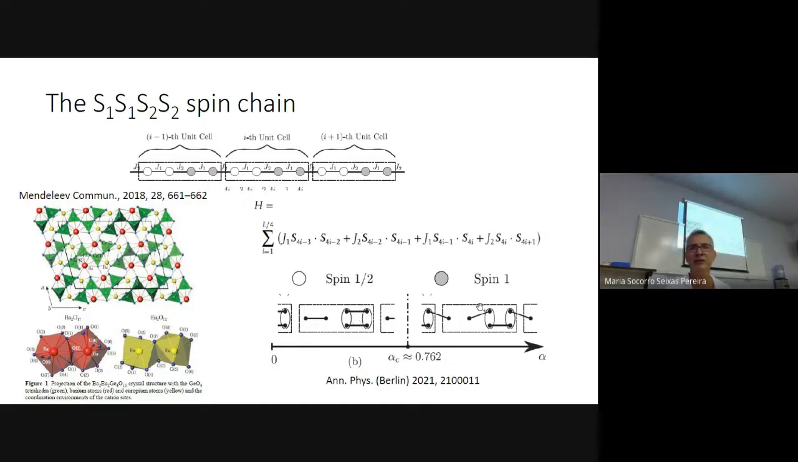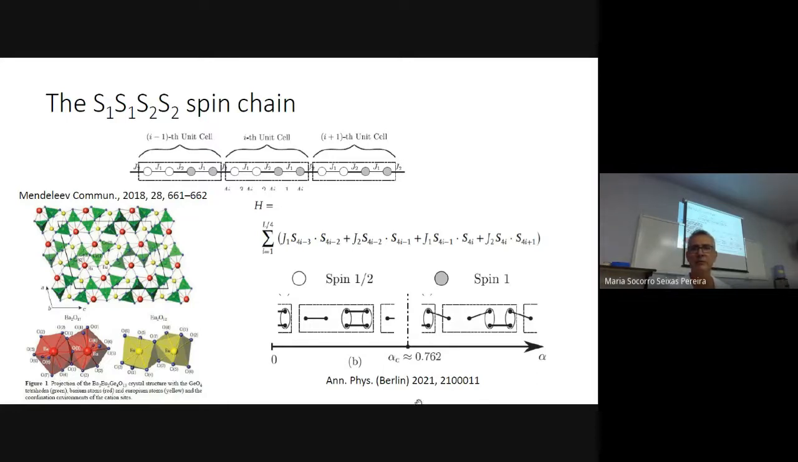And as J2 increases, we have a different kind of correlations. So we have correlations between spins 1/2 and spins 1. So in this phase here, we will have edge states if we work with open chains, open boundary conditions. And in the first phase, we have no bonds, no edge states.